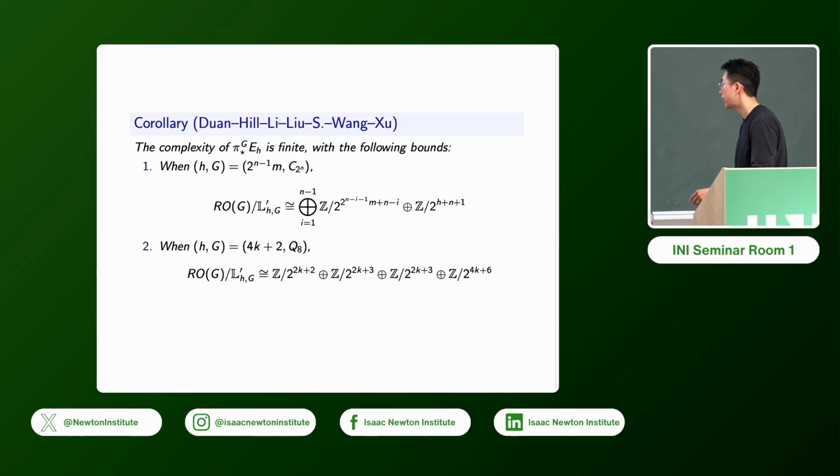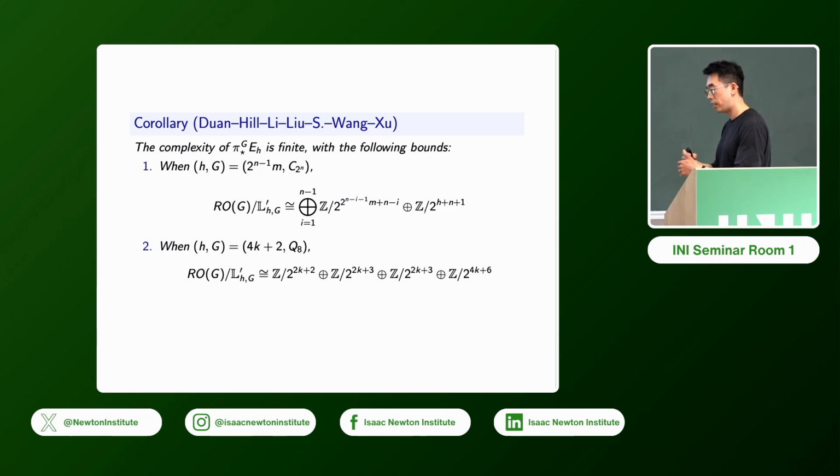What does full rank mean? It means when I take the quotient, I get finite abelian groups. Okay? So it's a corollary of that RO(G)-graded periodicity theorem that the complexity of the RO(G)-graded homotopy groups of E_H is finite with the following bounds. So at the cyclic groups, this is the quotient I get. And at Q8, this is the quotient I get.